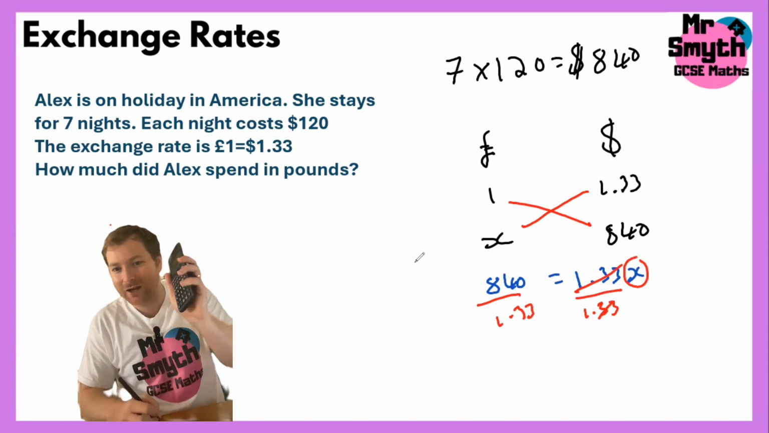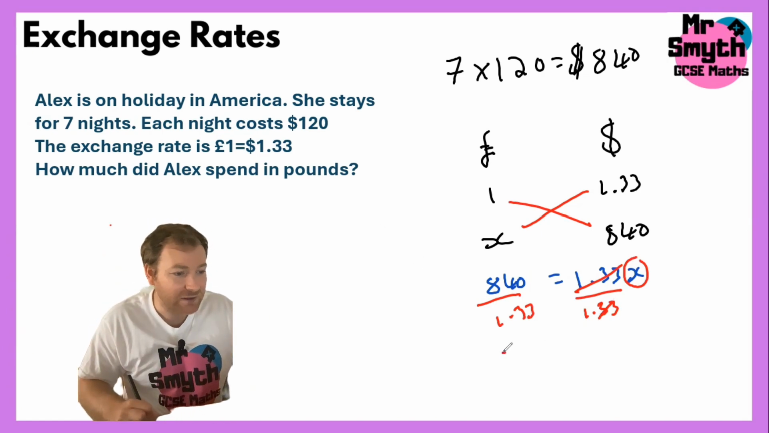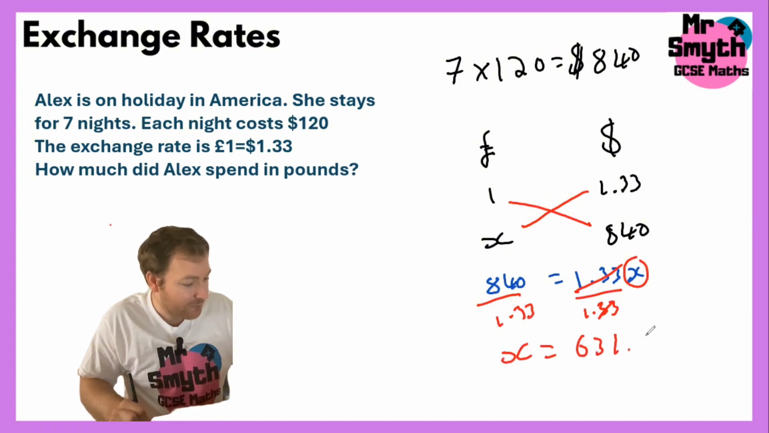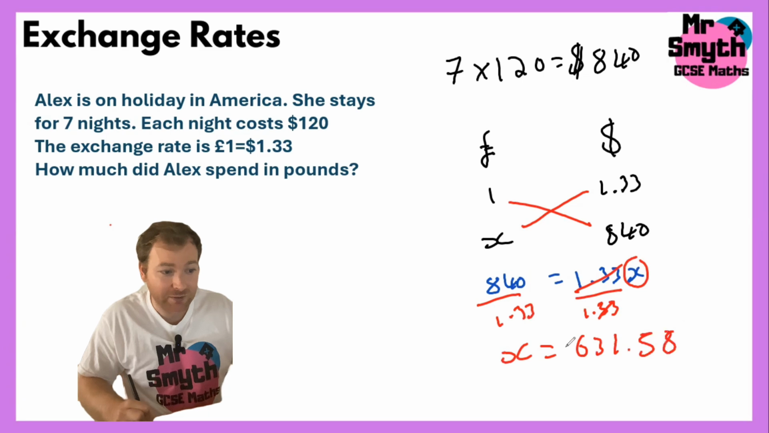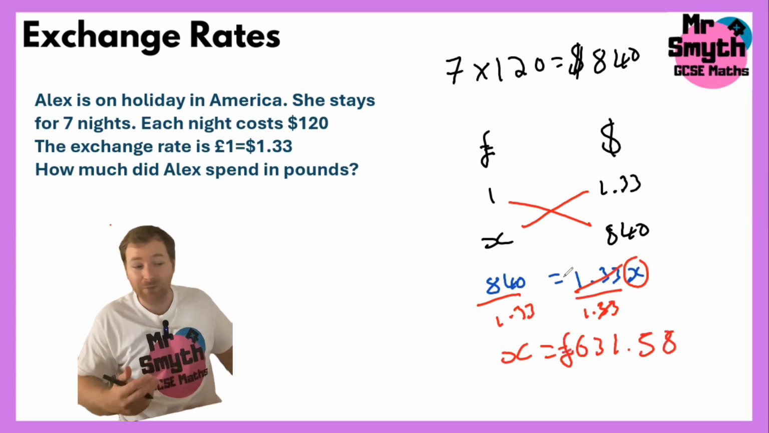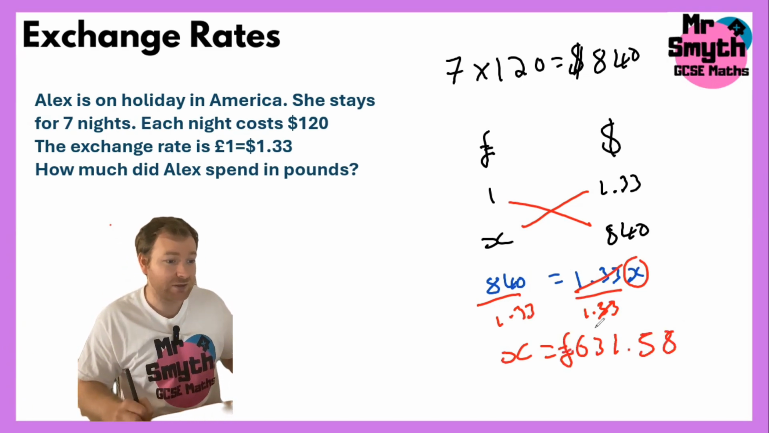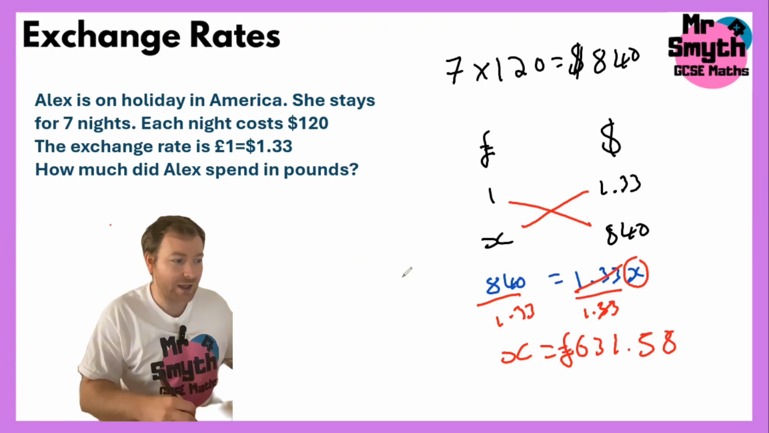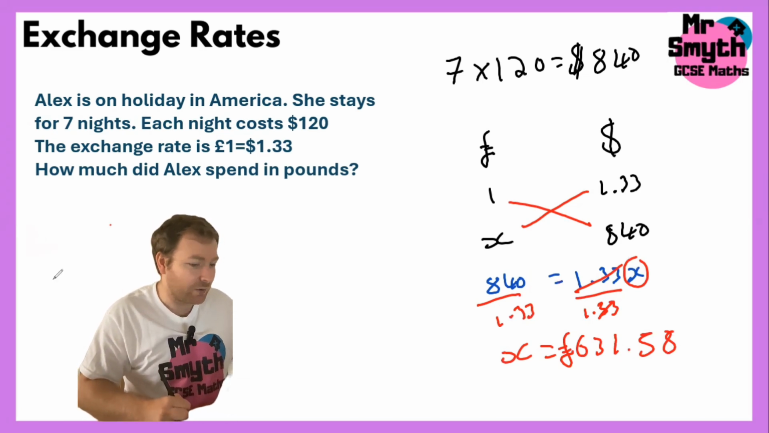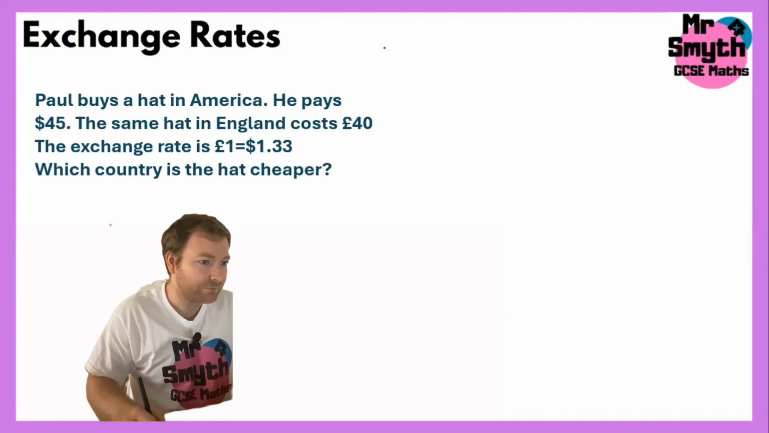So we now need to do 840 divided by 1.33. Press S to D on the calculator if you haven't done so already, and that's going to give us X is equal to 631 point... I'm going to call this 0.58 because I'm rounding to 2 decimal places because it's pound and pence. And that's going to give us £631.58. Okay, hopefully that one makes sense. Let's go on to this next one.